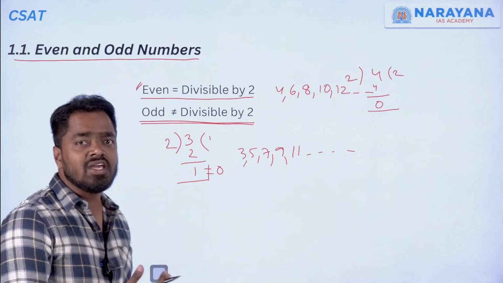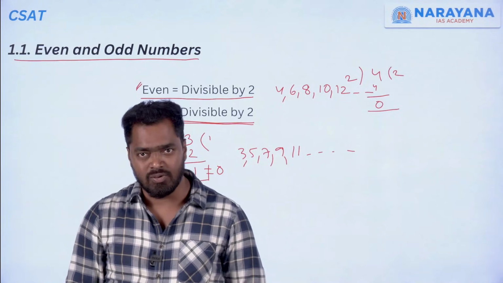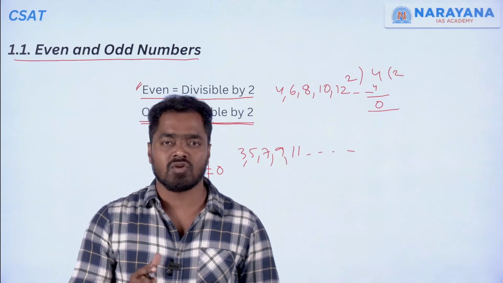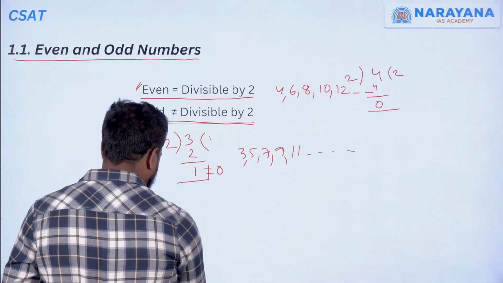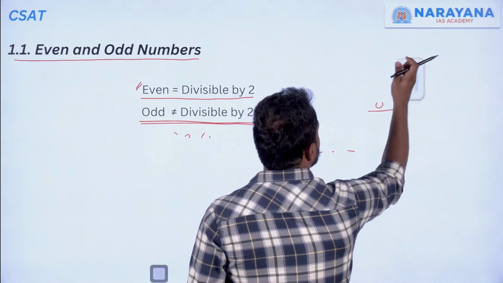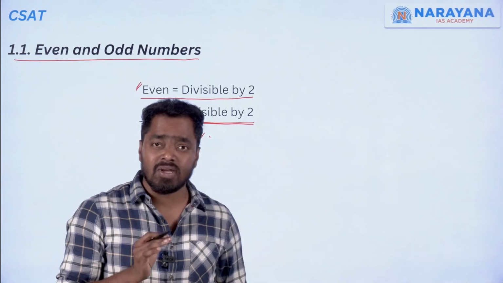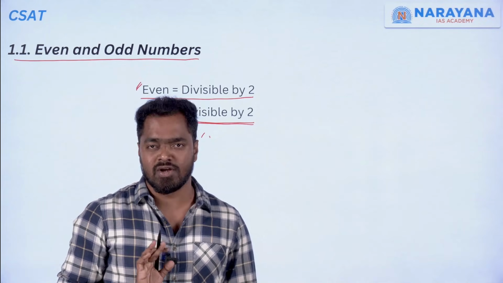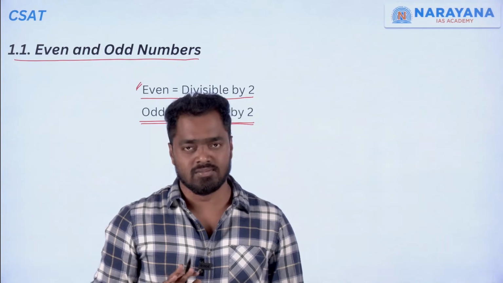So these are the even numbers and odd numbers. Even numbers are those numbers which are divisible by 2. Odd numbers are those numbers which are not divisible by 2. Now we will discuss some important properties of even and odd numbers, and these properties are very useful in solving the sums.